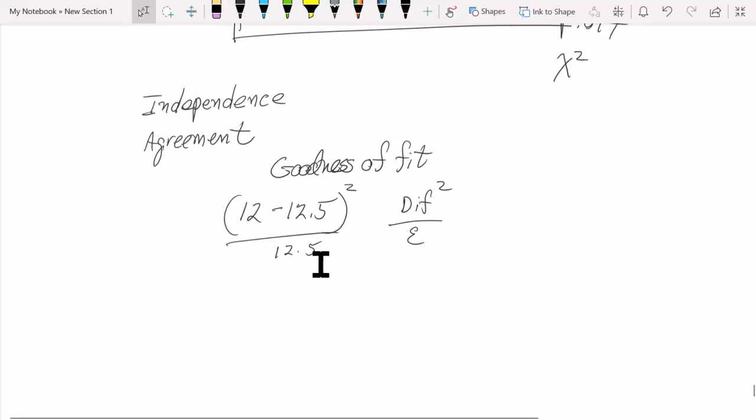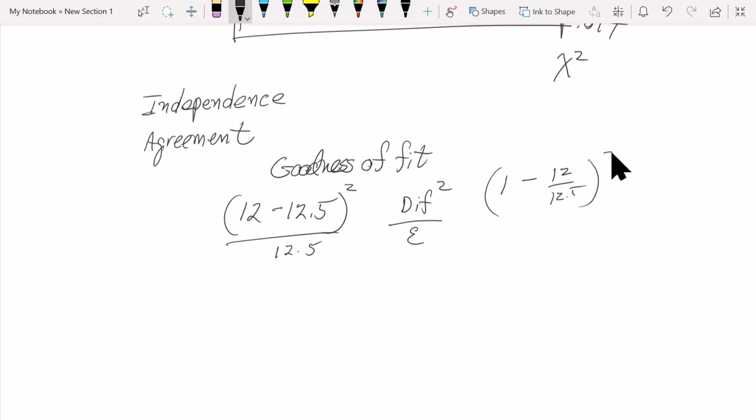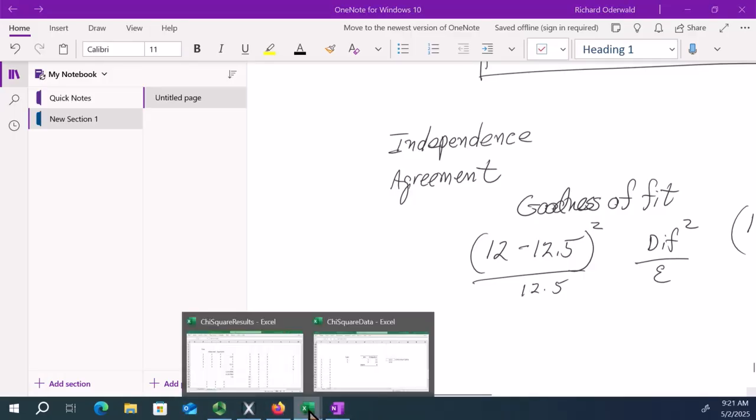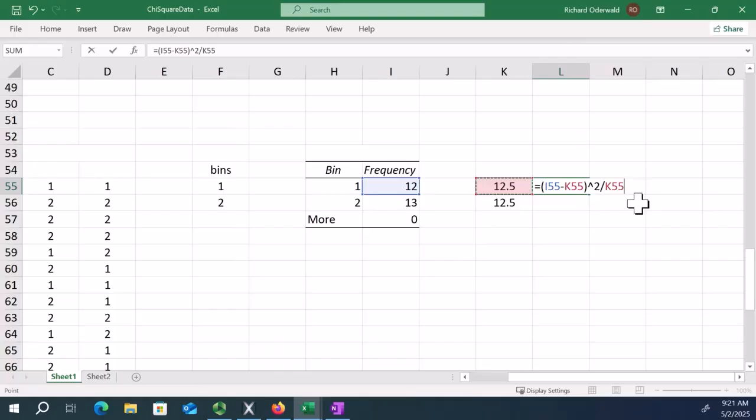So that in a way I'm doing 1 minus 12 over 12 and a half, squared. So it's a deviation from a particular standard. So it's not just a random formula. It's got a reason. And if you can remember the reason, it helps, but it's not necessary. So we got observed minus expected here.